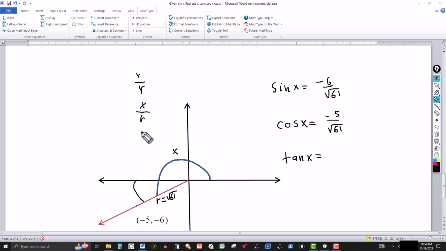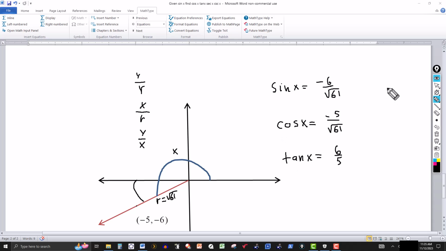The tangent is the y value over the x for that same point. So in this case, it's minus 6 over negative 5. The negatives cancel out, and this is going to be 6 over 5. You can always do that if you have an angle in standard position, and you can locate a point on that terminal side. So we have the sine, we have the cosine, we have the tangent.